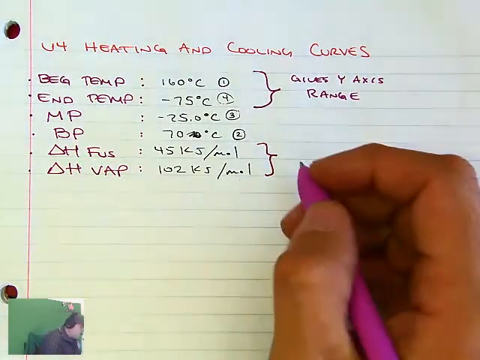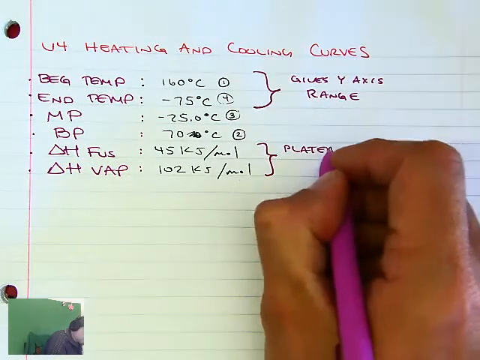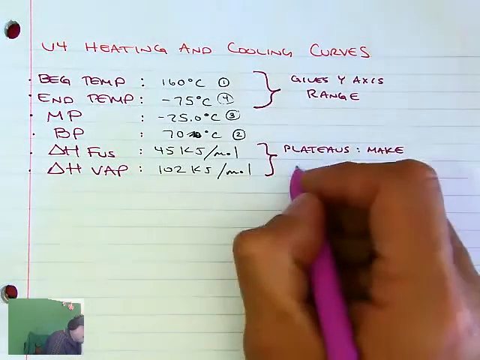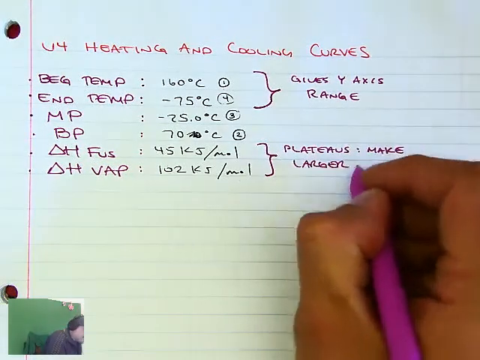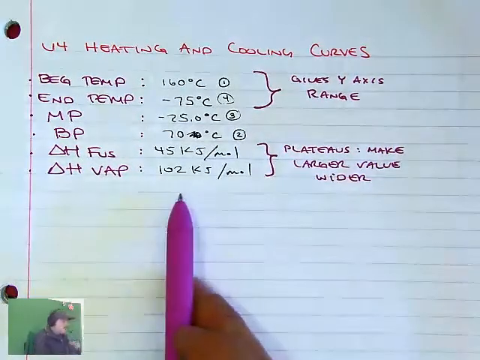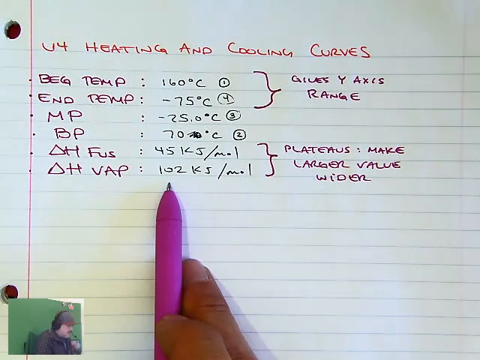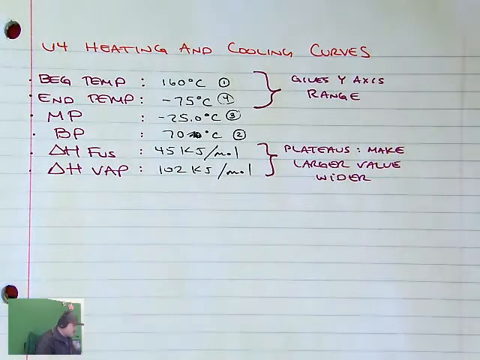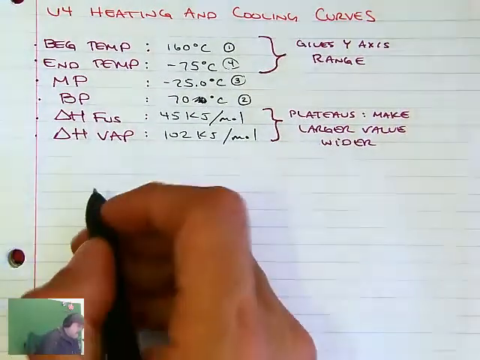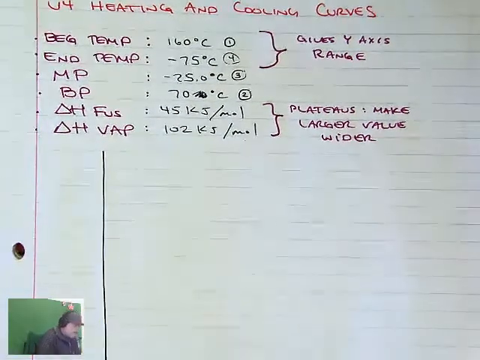What I need you to know about the plateaus is that the larger value should be wider. Out of 45 and 102, 102 is the bigger number, so when I draw it, it should be wider left to right. It's just one of those little things that you need to do. Now it's just time to draw. This is all freehand, so here's my drawing.